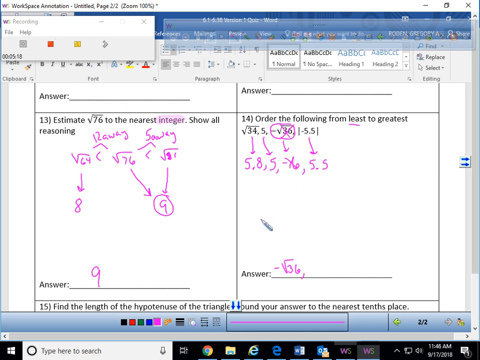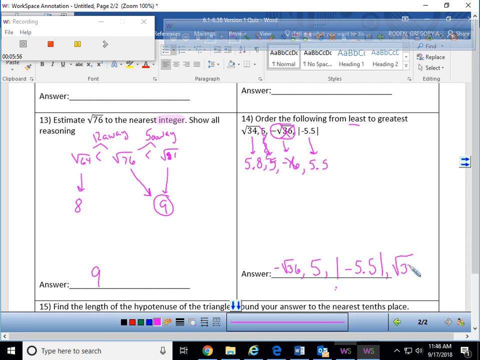What's the next smallest number? 5, 5.5, or about 5.8. Well, I think 5 would be that, and that's just 5 because it's already just plain old 5. Alright, and so what would the next one be? Well, about 5.5. And that's the absolute value of negative 5.5, the original. And that's just equal to 5. And then obviously the last thing that's left is the square root of 34.